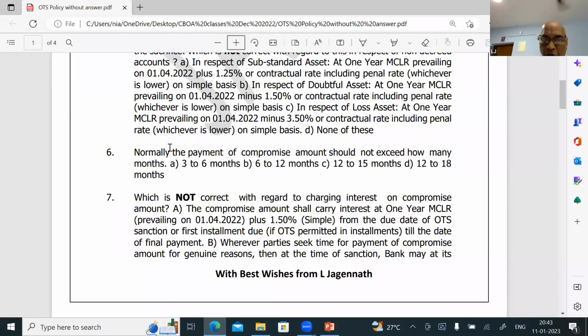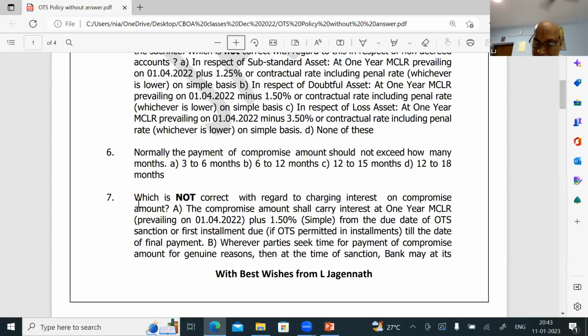Question number 6. Normally, the payment of the compromise amount should not exceed how many months? 3 to 6 months, 6 to 12 months, 12 to 15 months, 12 to 18 months. This question was asked. Question number 6, answer is D.